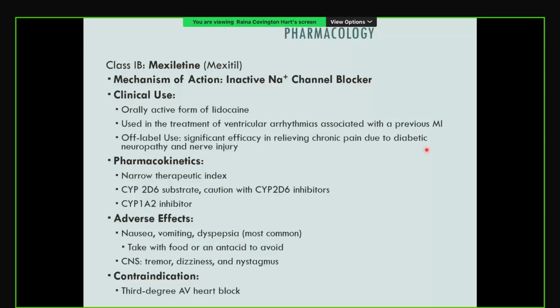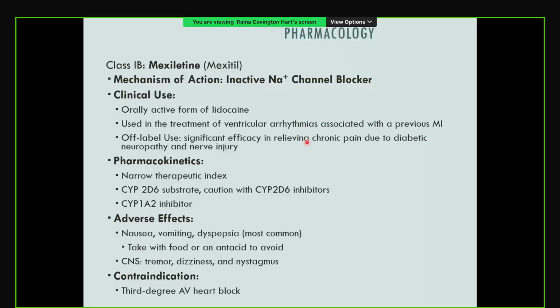All right, looking at your mexiletine, we already said this was the oral form of that lidocaine, because remember my lidocaine has poor oral bioavailability. So my orally active form of the lidocaine, I'm using this more so to treat my ventricular arrhythmias and my patients who have probably already had some type of heart attack or an MI, okay, myocardial infarction. Off-label, not going to ask you about this, but again, we said that these can be used for those arrhythmias, but that we can also use either of these drugs for pain as well, right? So that's what this is telling you.